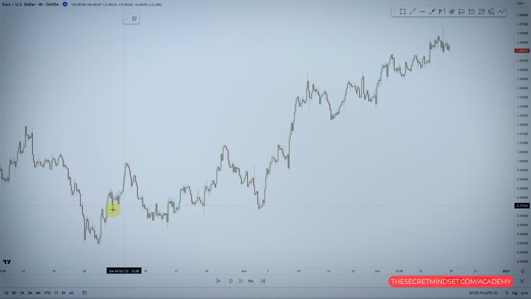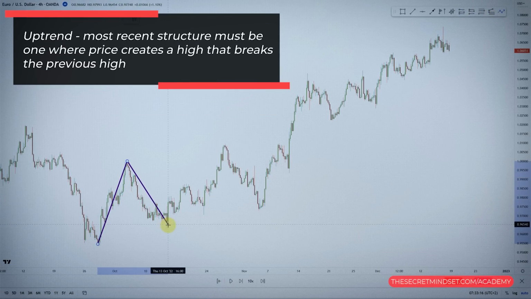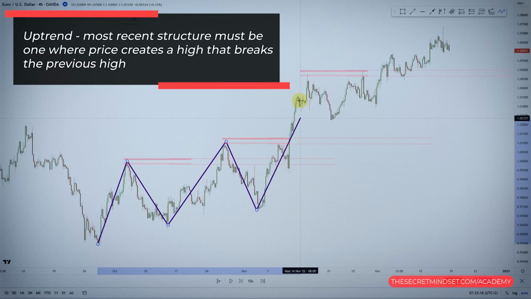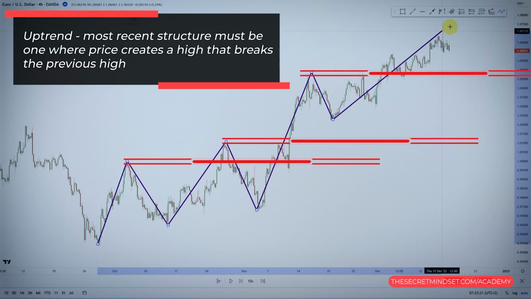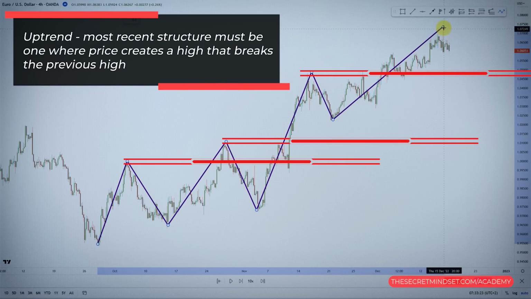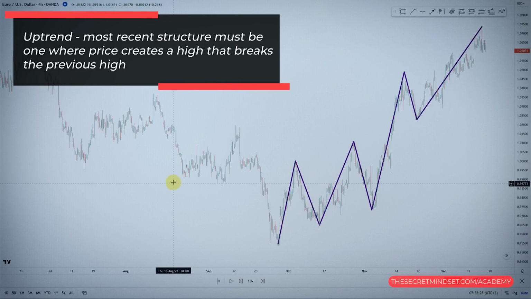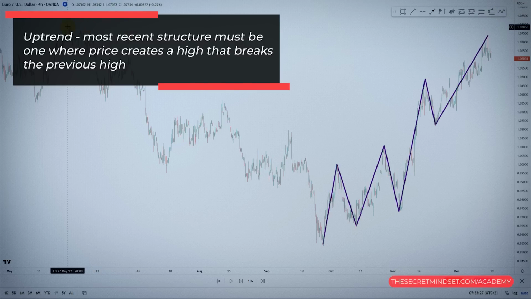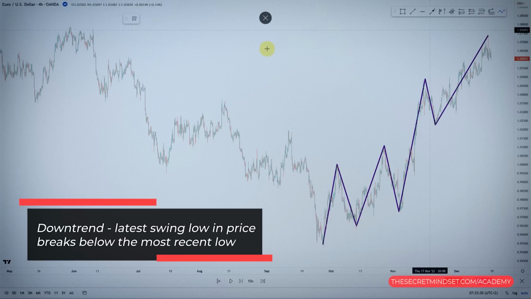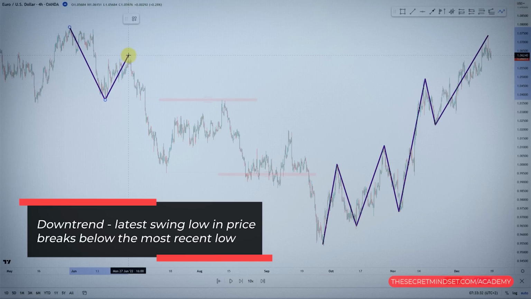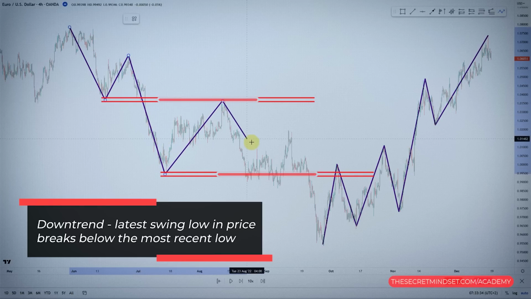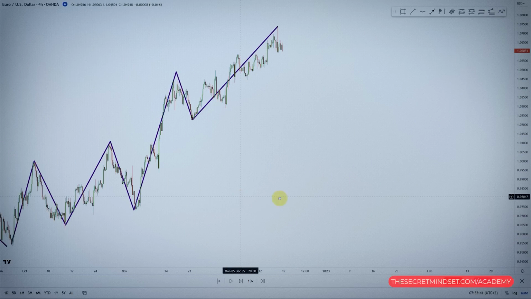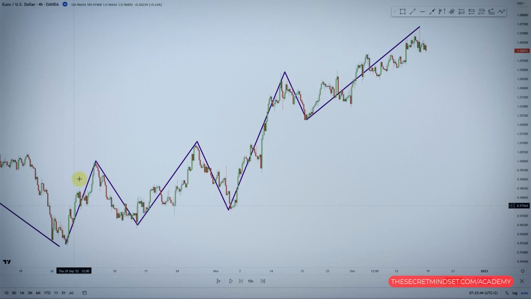The first principle is the most obvious one. For a market to be in an active cycle, its most recent structure must be one where price creates a high that breaks the previous high. This is the case of a bullish cycle. A down cycle will be established if the latest swing low in the price breaks below the most recent low. In this example, you can clearly see the market in an upcycle phase with higher highs and higher lows.